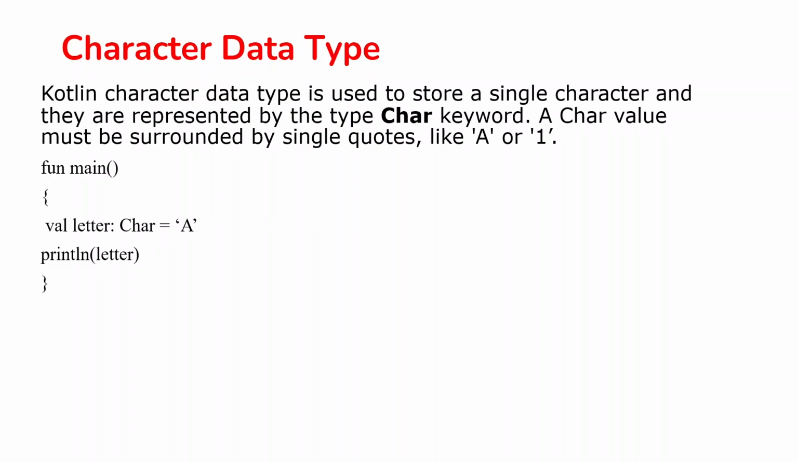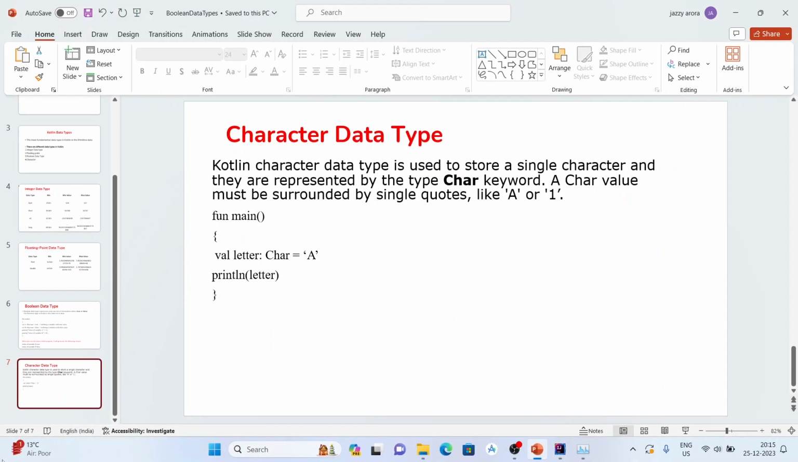For example, let's create one program. I have created one variable letter, and it is of type char, and I have assigned it a value 'a', or we can say a character a. After that I printed it. Let's run it on our IntelliJ IDE.